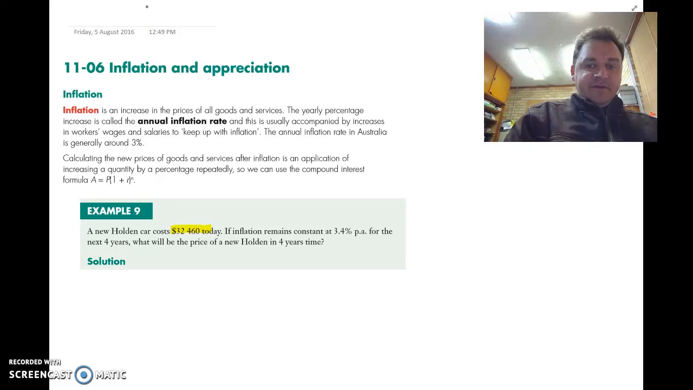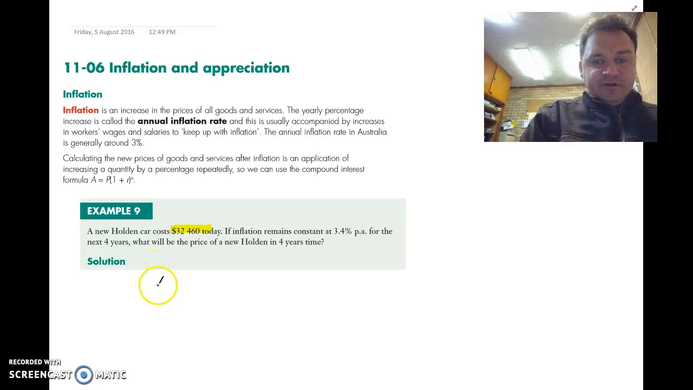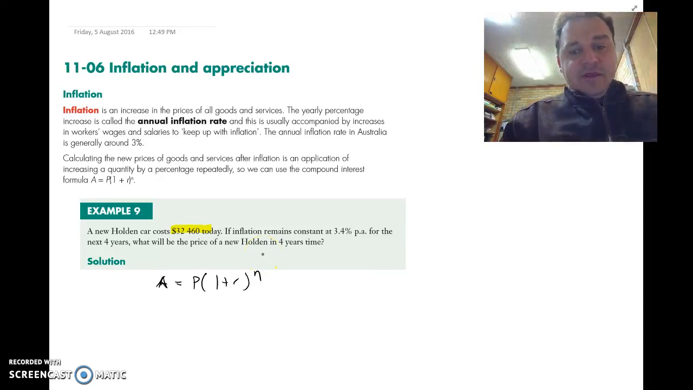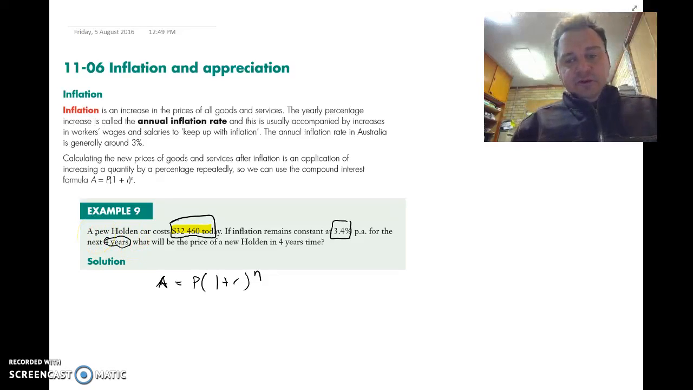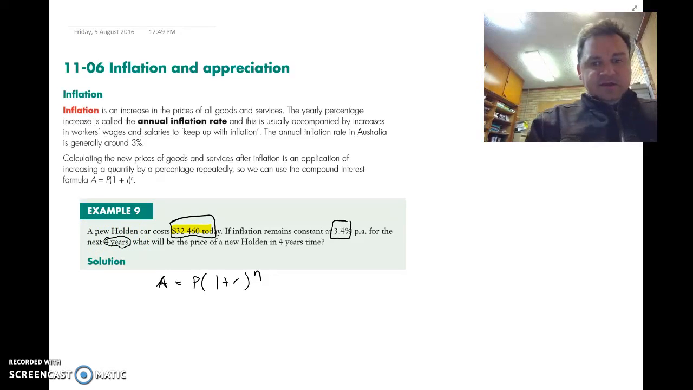We're going to apply the compound interest formula. Generally, our formula is A equals the principal times 1 plus the rate to the power of n. In this case, the initial value of the car is going to be P, our inflation rate will be R, and n is going to be the compound period. So here we have it for 4 years. Okay, so let's apply this.